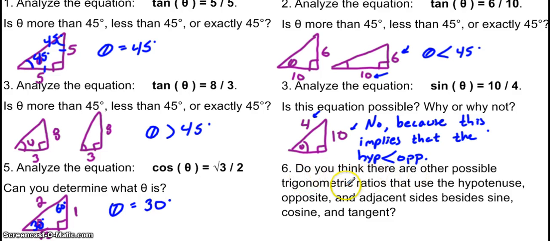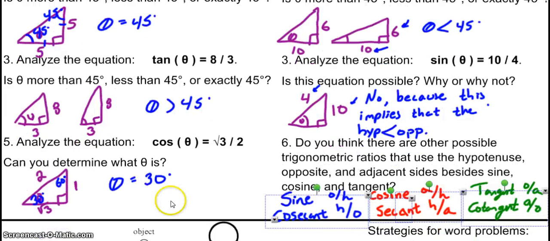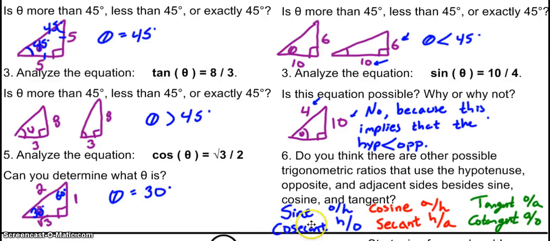Lastly, do you think there are other possible trigonometric ratios that use the hypotenuse, opposite, and adjacent sides besides sine, cosine, and tangent? Well, in fact, there are. Sine is opposite over hypotenuse, cosine is adjacent over hypotenuse, and tangent is opposite over adjacent. We also have something called cosecant, which is hypotenuse over opposite, secant, which is hypotenuse over adjacent, and cotangent, which is adjacent over opposite. Now you won't see these or need to know anything about them until you take a trigonometry or pre-calc class, so don't worry about them for now. It might be nice to know that there are 3 other functions out there that you can use besides sine, cosine, and tangent.